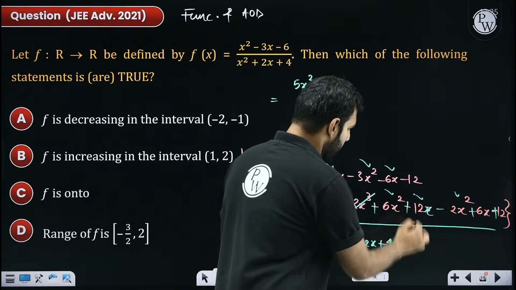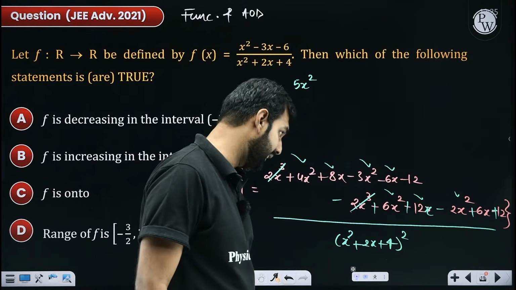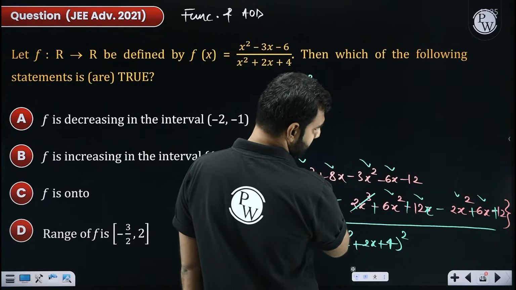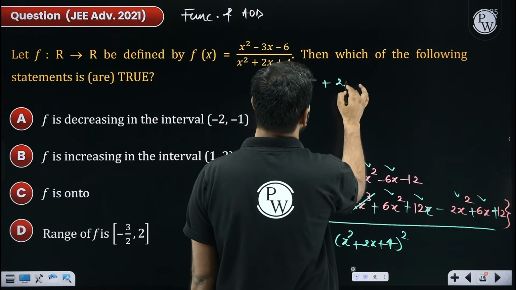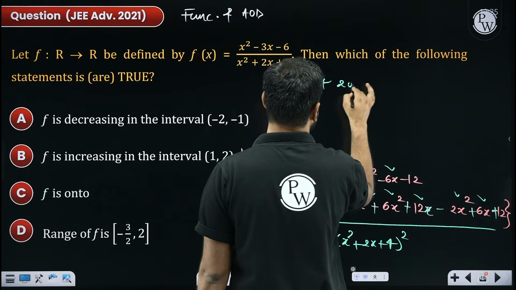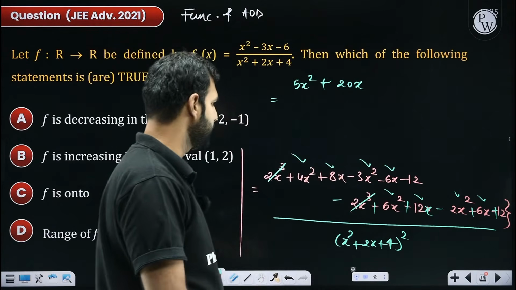2 plus 12, how much is that? 2 plus 12 is 14. 14 plus 6 is 20. So it should be 20x. Correct me if I'm wrong. This should be 20x. Now let's talk about the constant terms here.